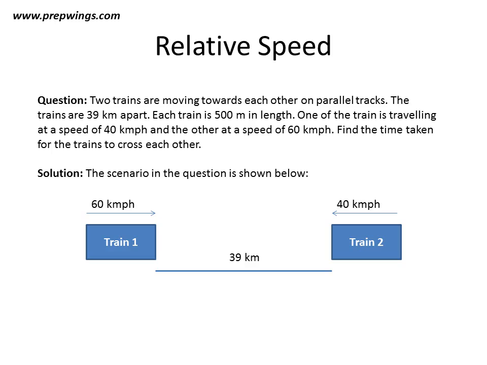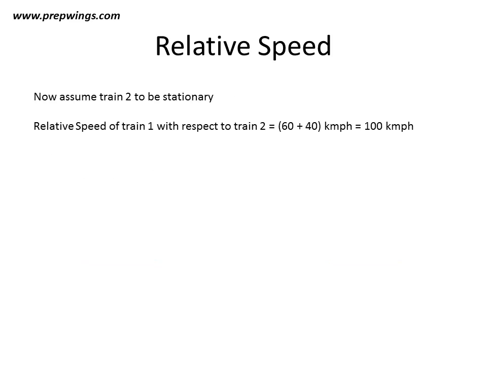Now the scenario is shown here. There is train 1 traveling at 60 km per hour and train 2 traveling at 40 km per hour. The distance between them is 39 km and each train is 500 meter in length. So what we can do is assume train 2 to be static. Then train 1 will have to travel a distance of 39 km plus the length of train 2 plus the length of train 1 for train 1 to completely pass train 2. Now assume train 2 to be stationary.